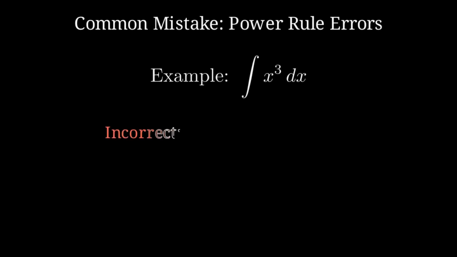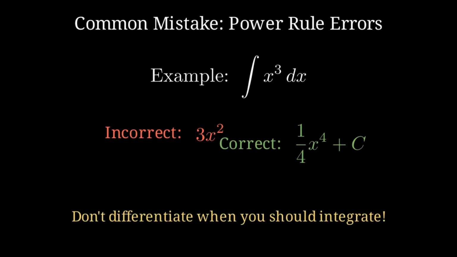Because differentiation and integration are so closely linked, students often accidentally differentiate when they meant to find the antiderivative. Always double-check that your exponent is increasing when integrating polynomials.